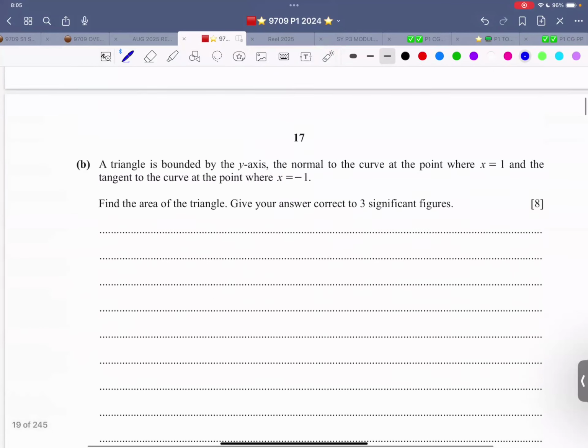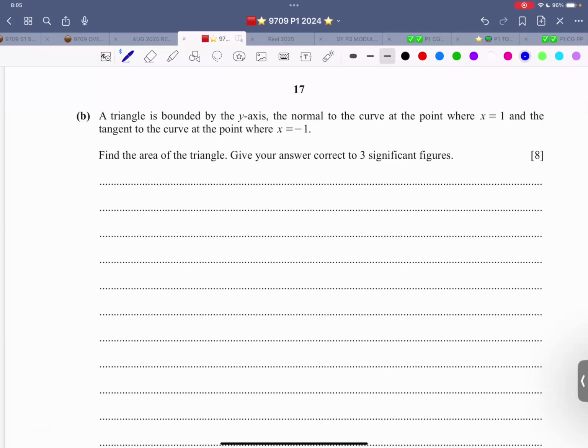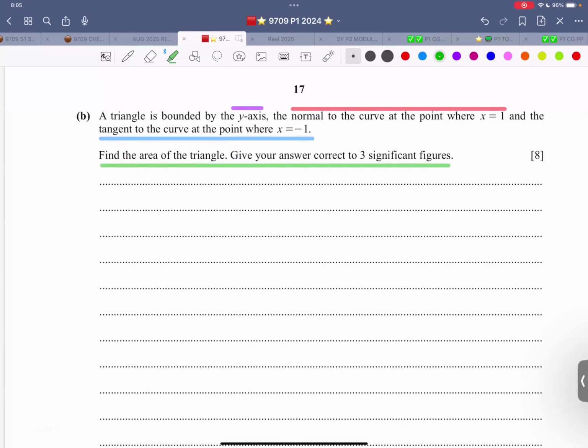The second part, a triangle is bounded by the y-axis, the normal to the curve, and the tangent. So now we are talking about the normal to the curve where x equals 1, the tangent to the curve where x equals -1, and it's also bounded by the y-axis. Find the area of the triangle. That's a nice question. Find the area of the triangle. Give your answer correct to 3 SF for 8 marks.